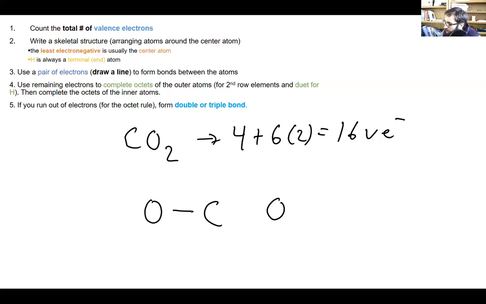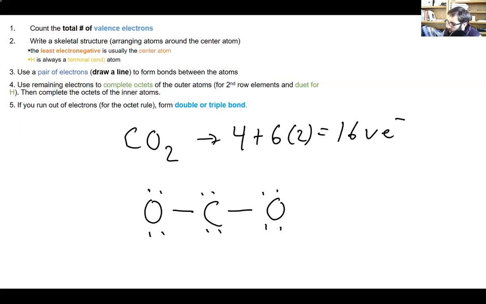Now we draw the single lines, and we're going to try to use up all of our electrons to complete the octet rules. The best way to start out is to evenly spread them out. So I'm going to put 2 here, 2 there, and 2 here. I've used up 2, 4, 6, 8, 10 so far. I have 16, so I'm able to put 6 more, evenly spread out. Now 2, 4, 6, 8, 10, 12, 14, 16. I've used all 16 valence electrons. No more electrons are available.